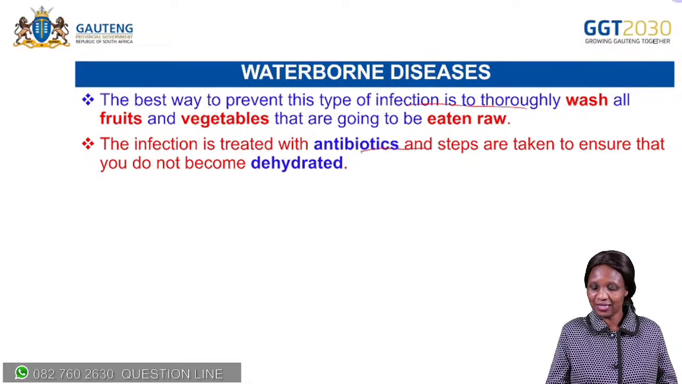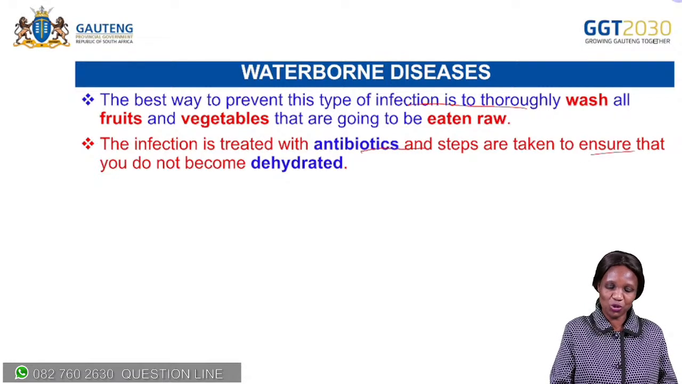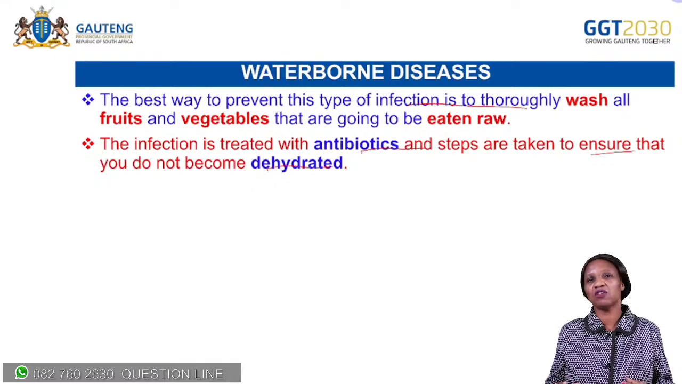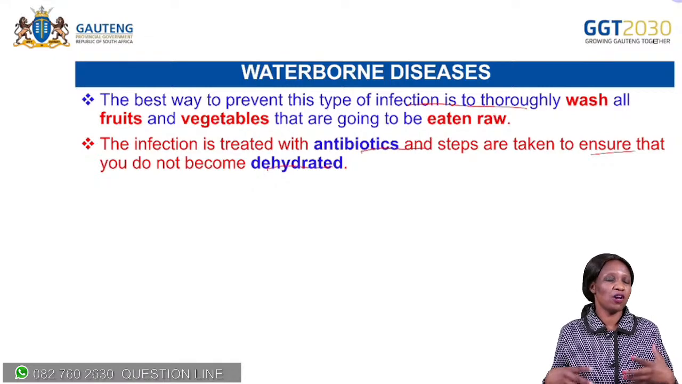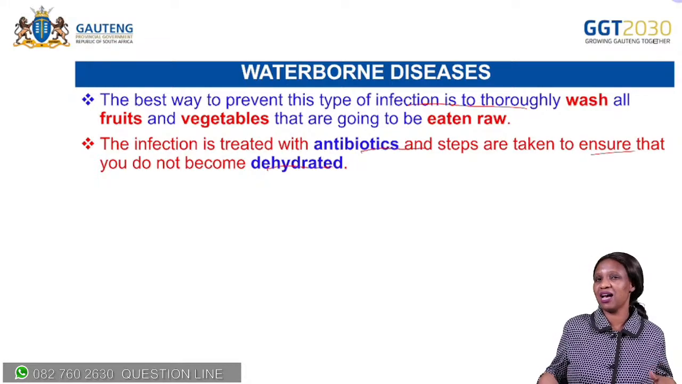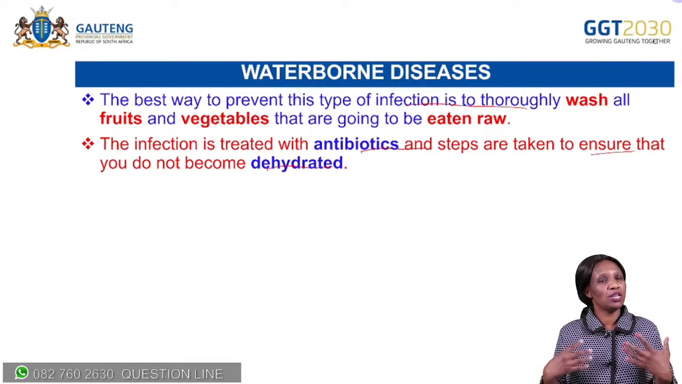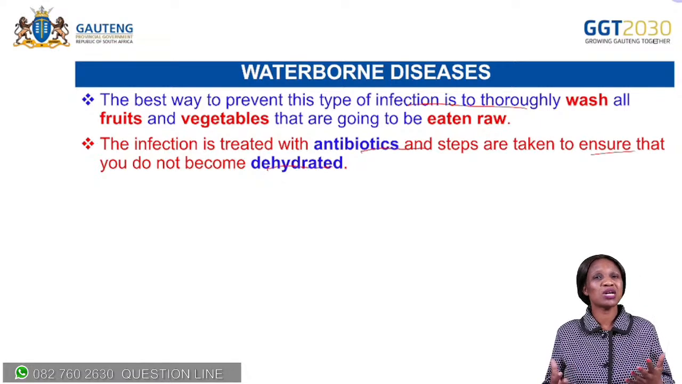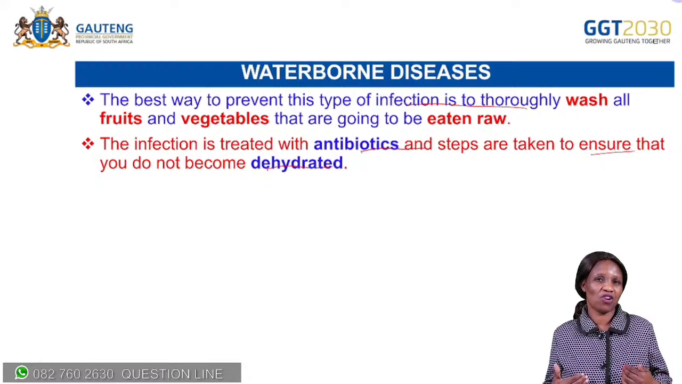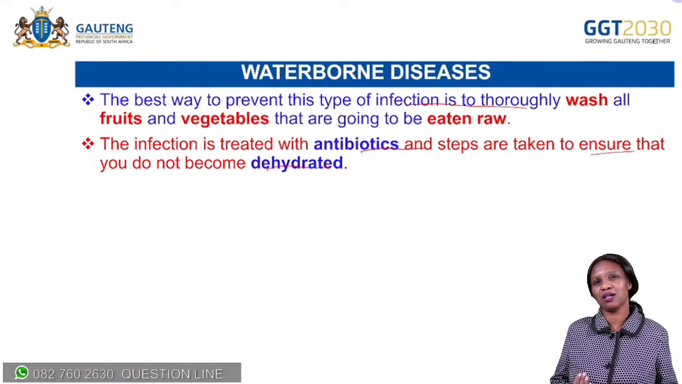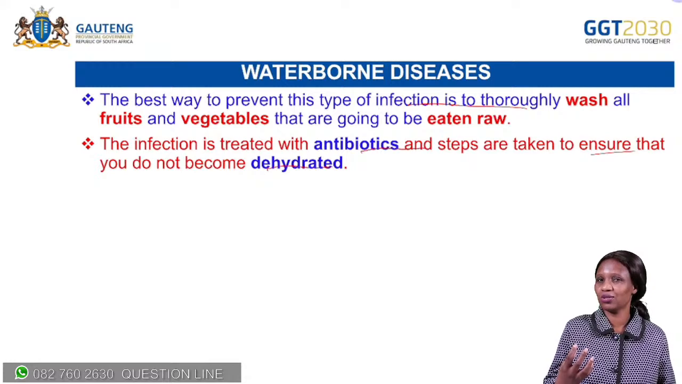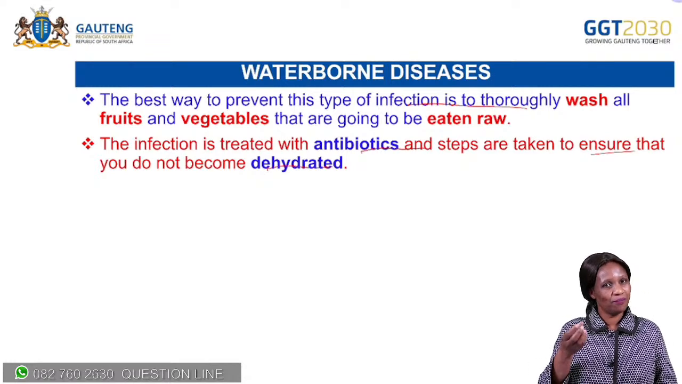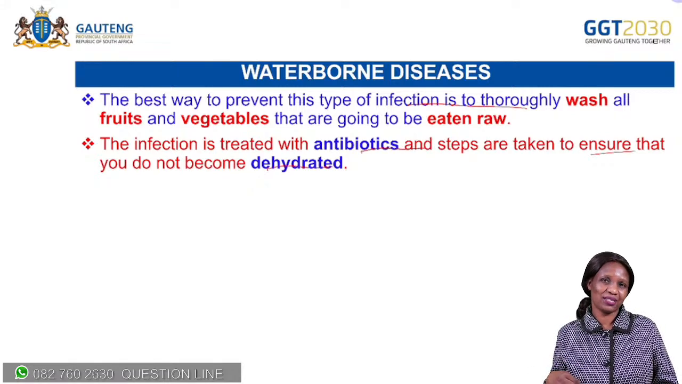Then the antibiotics kill those diseases. Okay. And steps are taken to ensure that you do not become what? Dehydrated. Okay. At times, if you lose a lot of water, for example, if you are vomiting or you've got an upset tummy, you've got diarrhea, then you can be dehydrated. But you need to rehydrate yourself, right? How do we rehydrate ourselves? We've got salt and sugar solution that we make at home so that we rehydrate ourselves. Okay.